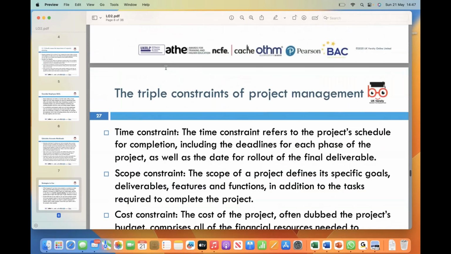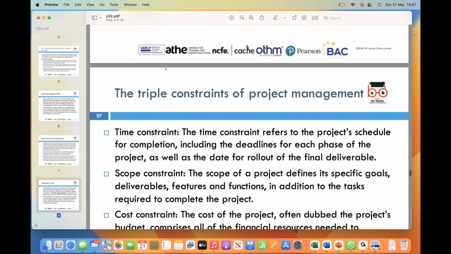So, three main constraints. First one is time constraint. Time is often considered the most critical constraint. It involves setting realistic project timelines and milestones, closely monitoring progress, and ensuring timely completion. Project managers must manage time effectively by prioritizing tasks, managing dependencies, and addressing any delays promptly.